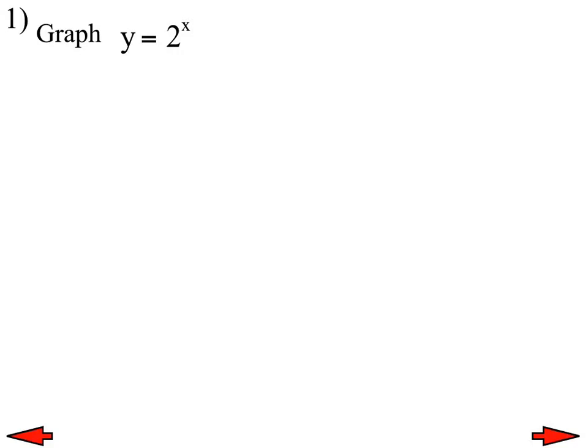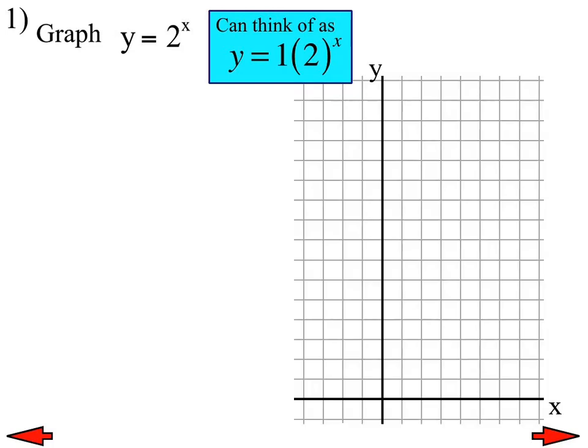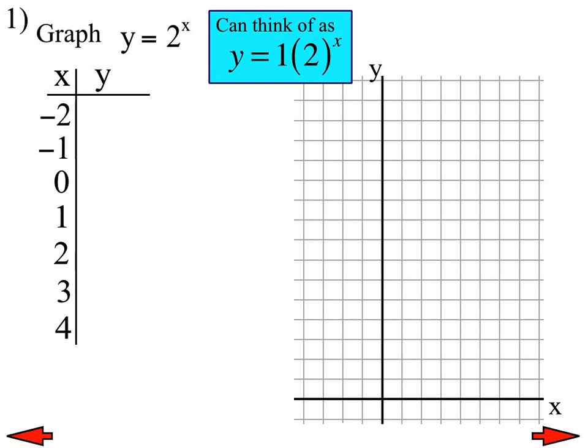And what we want to do is graph that. Well, we can think of this, if we want to link this back to what we talked about yesterday, as 1 times 2 to the x power. The reason we can do that is 1 times anything is whatever you're multiplying by. 1 doesn't change the value of what you're multiplying by. And so what we're going to do here is set up a table, and we're going to use for the x values, which earlier in the year we referred to as the domain values or maybe the input values, from -2 to +4.